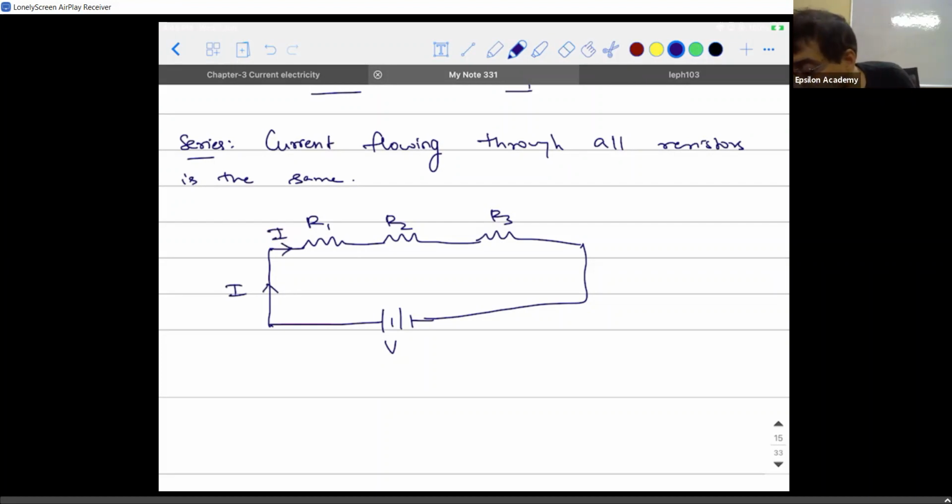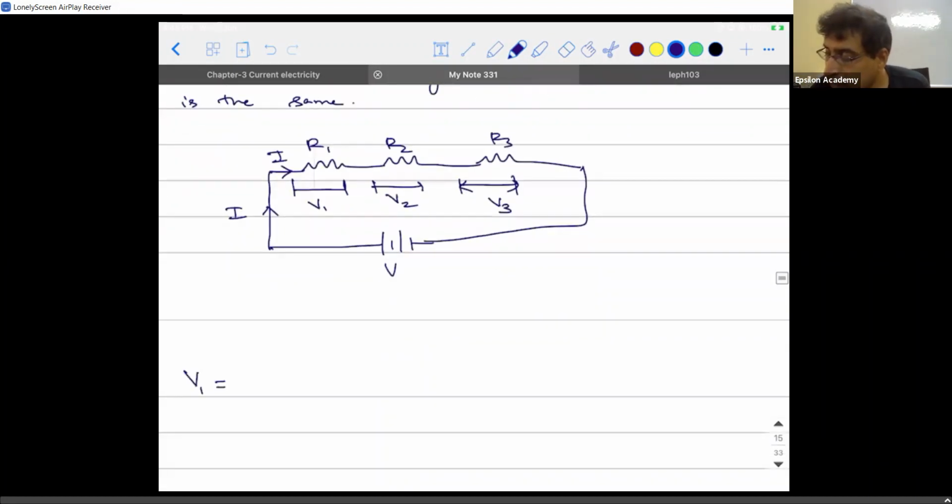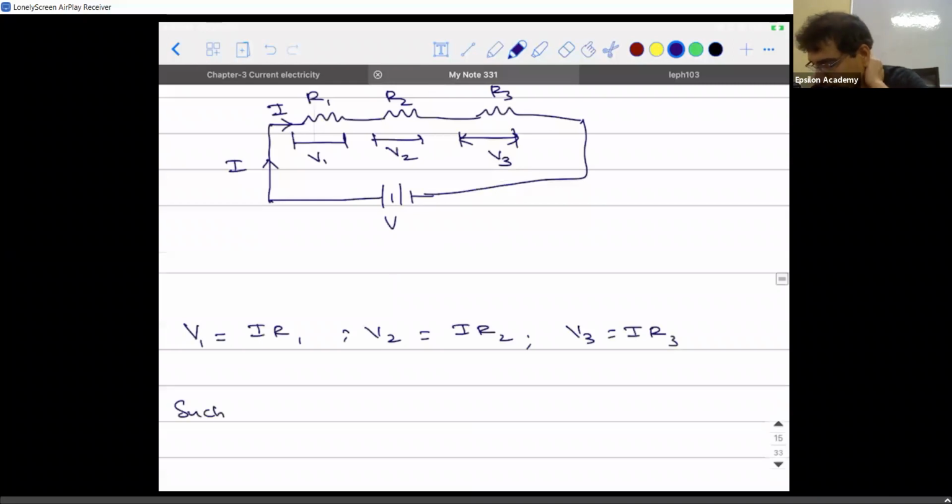But what is going to be different? Here, the potential difference is going to be different: V1, V2 and V3. I can write V1 is equal to I into R1 according to Ohm's law. Similarly, V2 can be written as I into R2 and V3 is going to be I into R3, such that V is equal to V1 plus V2 plus V3. I hope it is clear till this step.